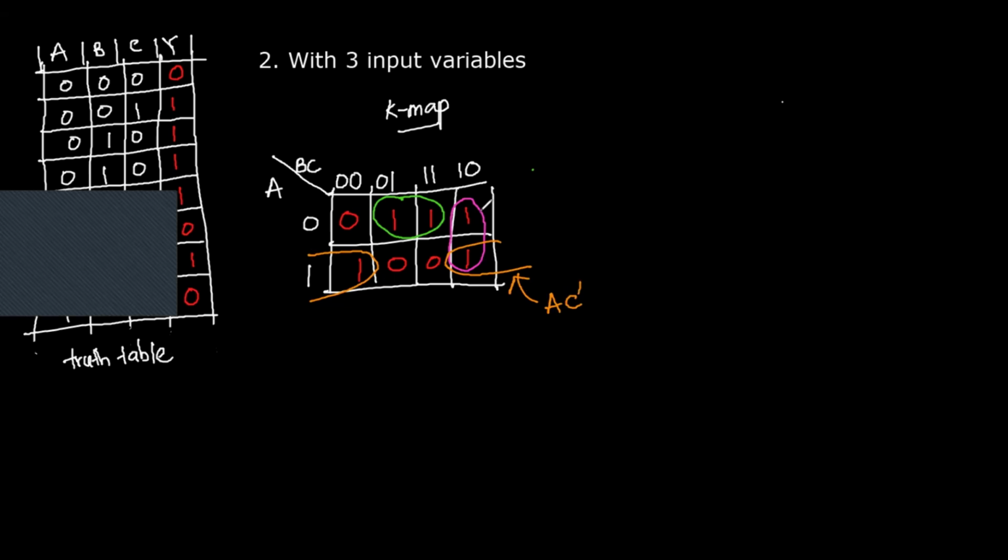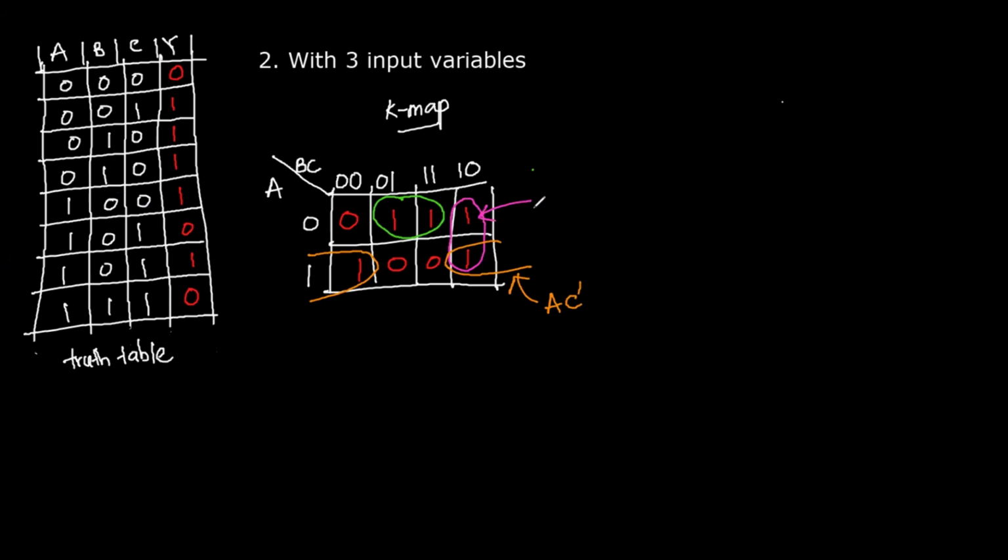Next, let's come up with an expression for this particular group. You see that A is not a constant. A is 0 for this row and A is 1 for this row. But B and C are constant. B is 1 and C is 0, which is the complement of C. So we have B and C prime. This is what we have over here.